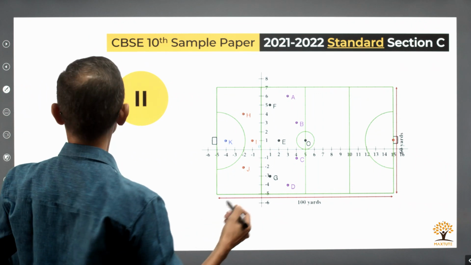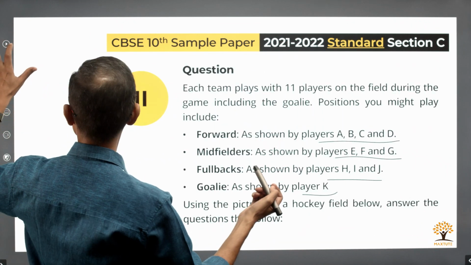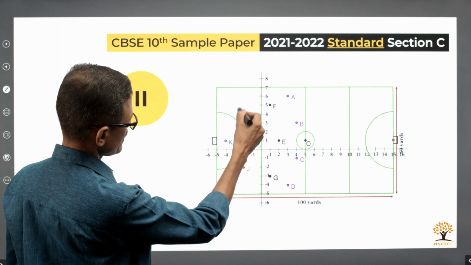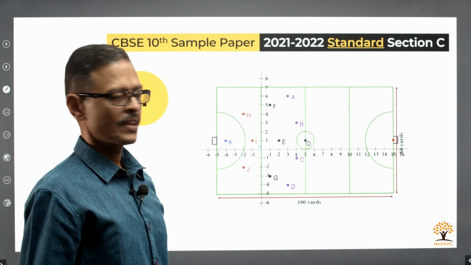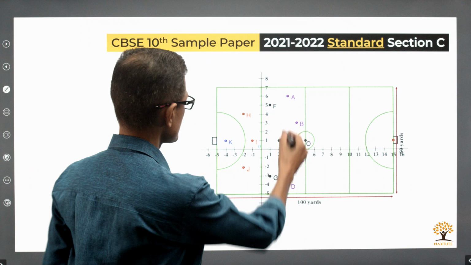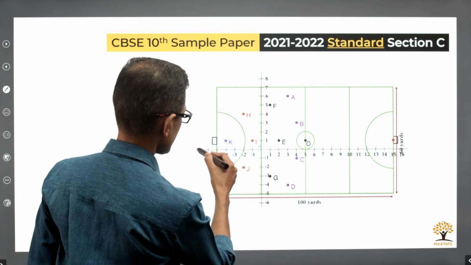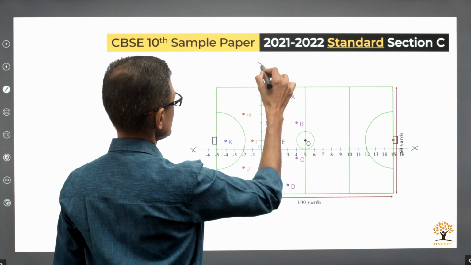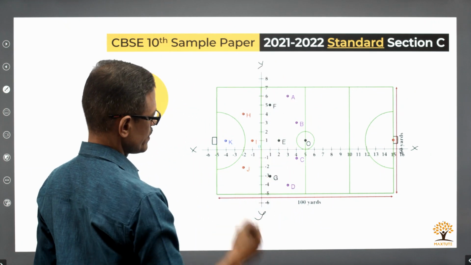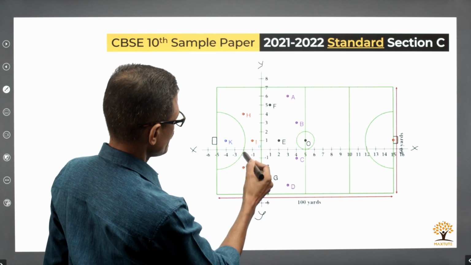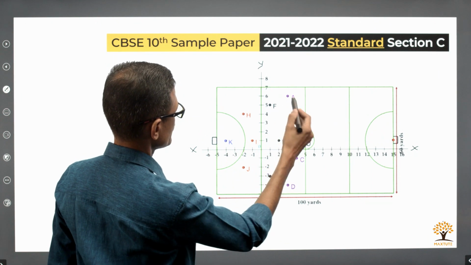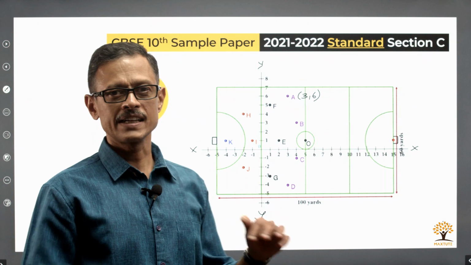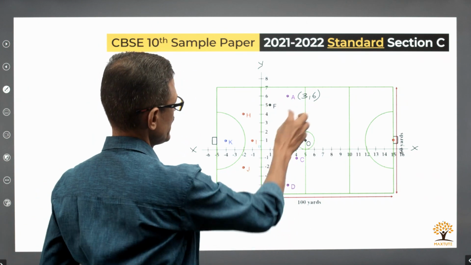We have these as basically they are the forwards, and then we have the midfielders who are essentially E, F, G, fullbacks are HIJ, K is the goalie. For example, the coordinates of point A, this line is x axis, this line is y axis, this is the origin. So, coordinates of point A will be x is 3 and y is 6. So, 3 comma 6 will be the coordinates of point A. I am not going to write down the coordinates right now for all of this. This is just to say what we are looking at.